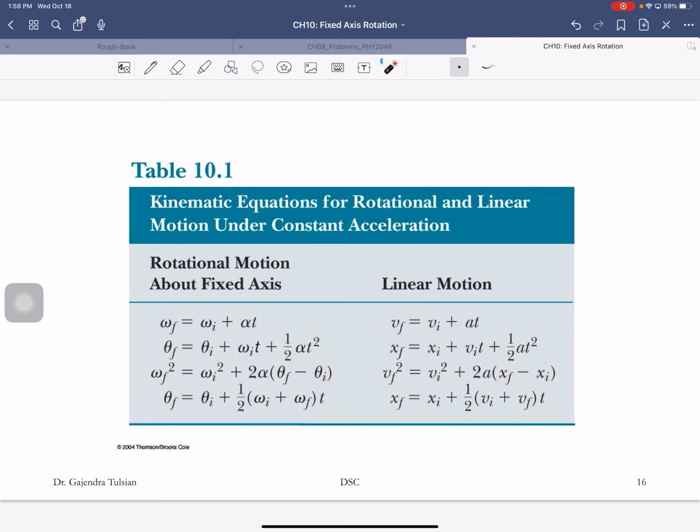Final angular velocity as a function of time. Final angular position as a function of time. Final angular velocity as a function of displacement. Okay, final position is initial position plus average velocity times time. So if this angle was 0 degrees and this was 4 pi, that would be average angular velocity times time.